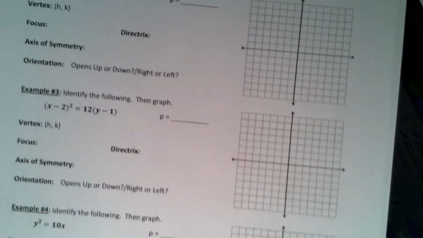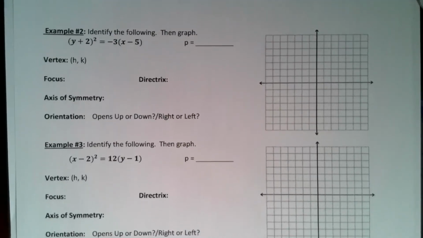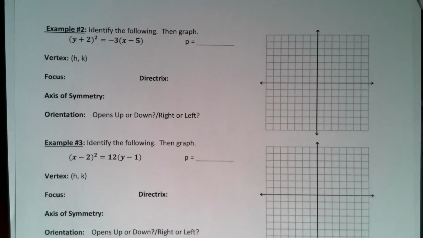So let me shift this paper down. Okay, so problem 2 here, they're giving us (y + 2)² = -3(x - 5). And we are going to need to identify whether this graph is going to be pointing upwards, or as far as vertically, sorry, or horizontally.